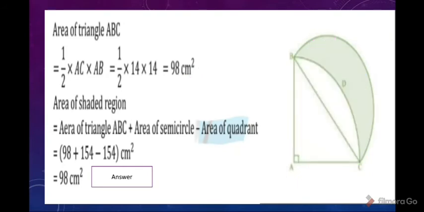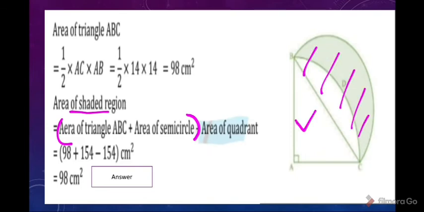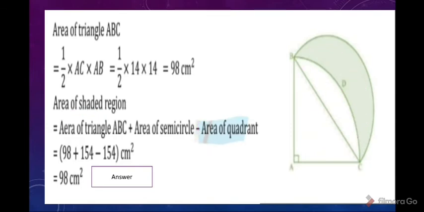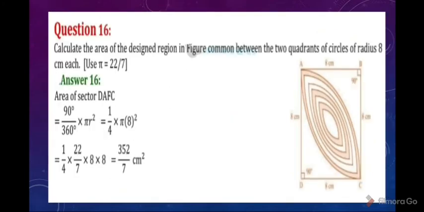So the required shaded region is equal to area of ABC plus area of semicircle, that means area of this one plus area of this one minus area of the quadrant. Just put the value, area of the shaded region will be 98 centimeter square. In this way you have to solve this question.